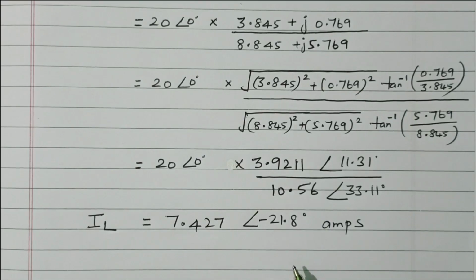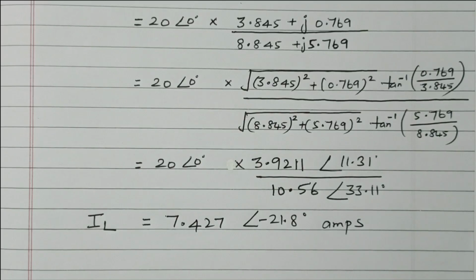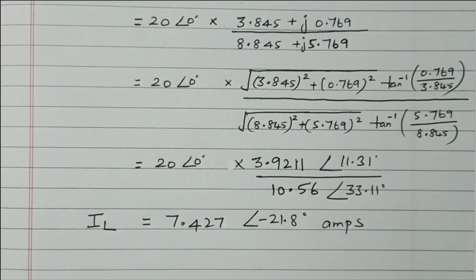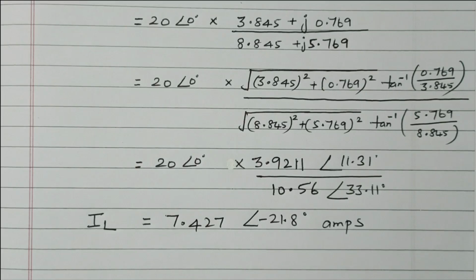So in this problem we calculated the current flowing through the load impedance using Norton's theorem. The given complicated circuit is converted into a Norton equivalent circuit: short circuit current with the impedance Z Thevenin connected in parallel. So by using current divider rule we can easily calculate the current flowing through the load impedance.